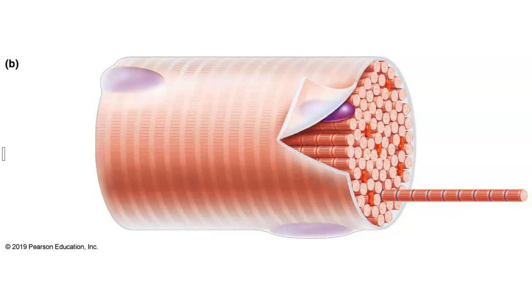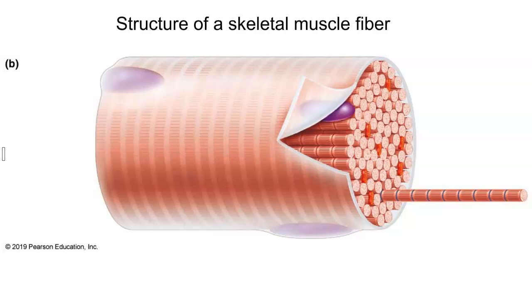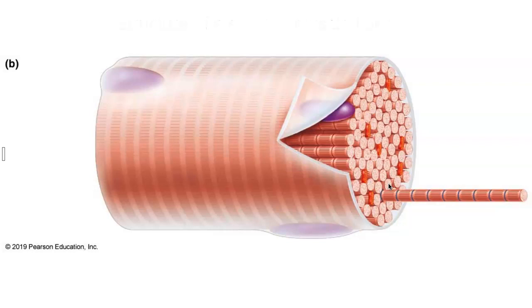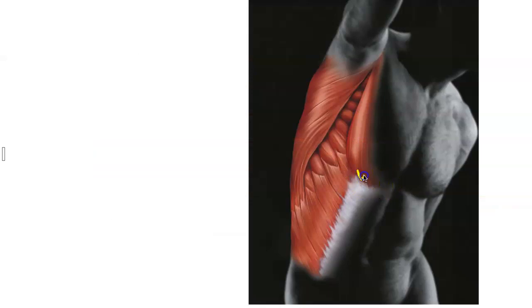Let's take a look at the structure of a single muscle cell, also known as a muscle fiber. These are highly specialized cells, as you can see. The reason that muscle cells are called muscle fibers is because the muscle cell runs the whole distance of the muscle. So in other words, these cells run from the origin to the insertion of the muscle, and that's why they're known as muscle fibers, because they're long and fibrous shaped.